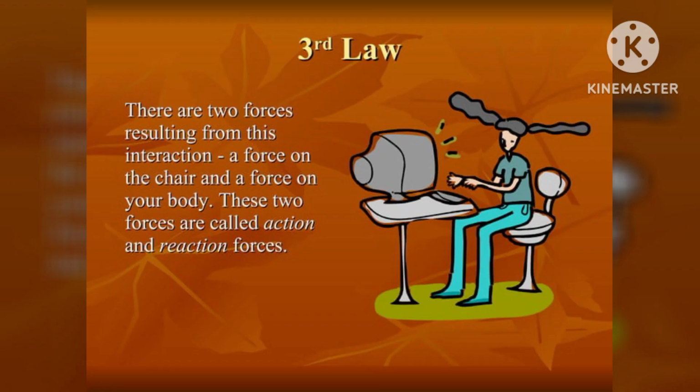These are two forces resulting from this inertia, a force on the chair and a force on your body. These two forces are called action and reaction forces. From this example, we can study. These are the three laws of motion which describe the relationship between the motion of an object and the forces acting on it.